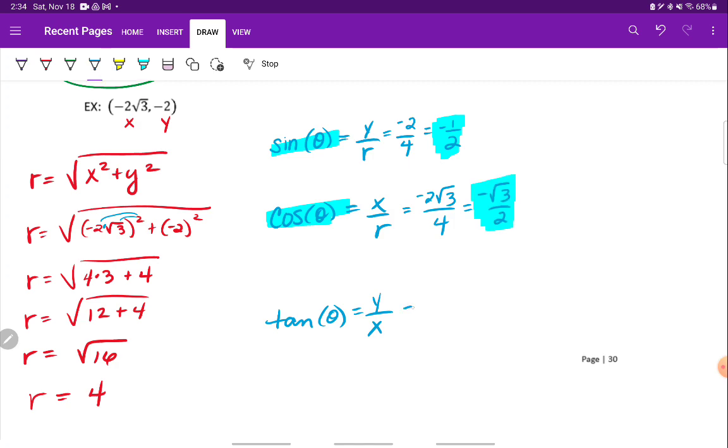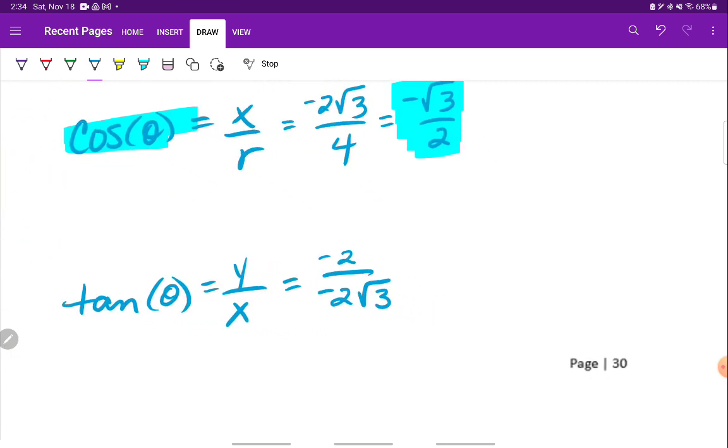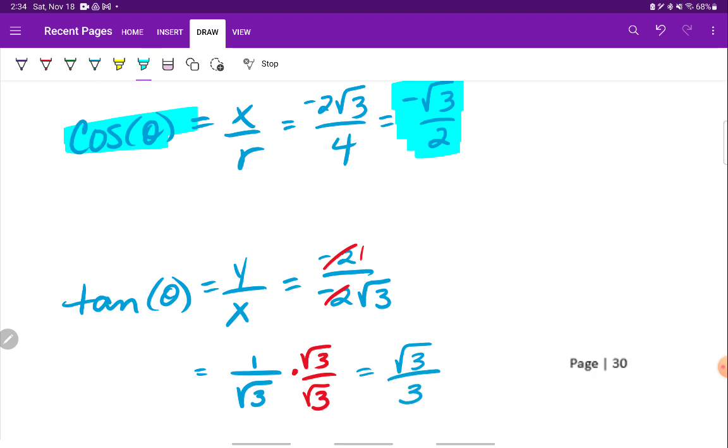And then for tangent, y over x, it's going to be negative 2 over negative 2 square root of 3. Well, we can simplify this by canceling out the 2's, but then we have 1 over the square root of 3, and we're going to want to rationalize that. We end up with tangent of theta being square root of 3 over 3.